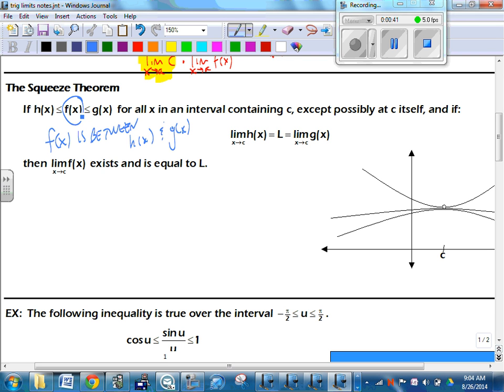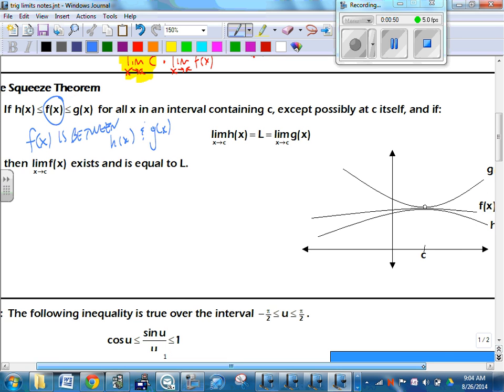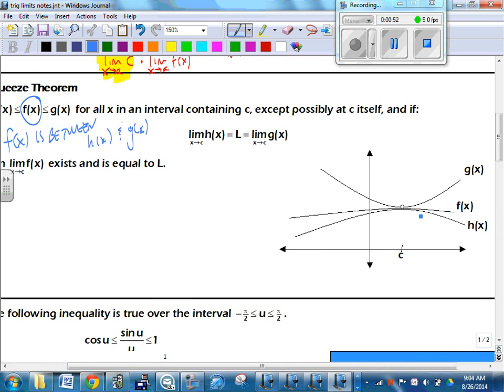Or it could be equal to both of them or one of them, but it never is bigger than g of x, never smaller than h of x. So it's always kind of squeezed in. So we can see that in this graph, right? F of x is the one kind of in the middle.